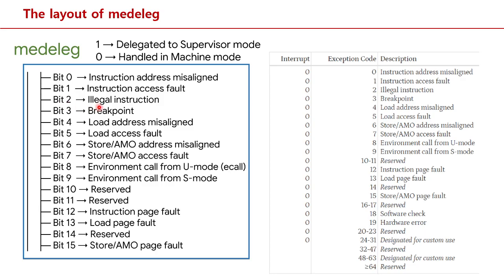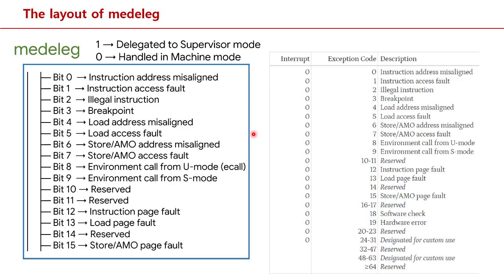For example, take an exception due to an illegal instruction. The exception code for this specific exception is 2. Please look at this: the bit position for illegal instruction in the machine exception delegation register is 2. As for environment call from user mode, its exception code value is 8. And in the machine exception delegation register, the 8th bit position is used to configure the environment call from user mode.